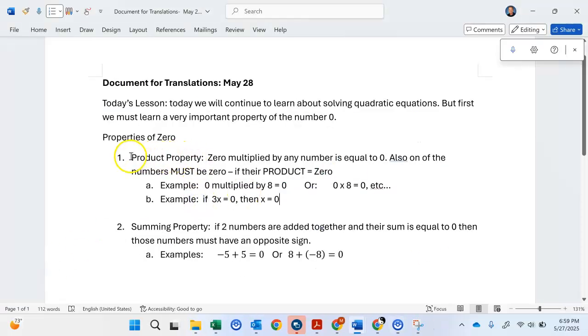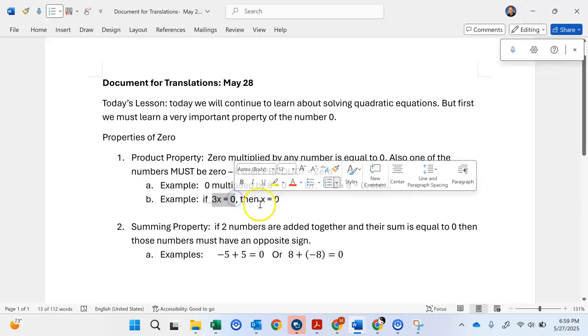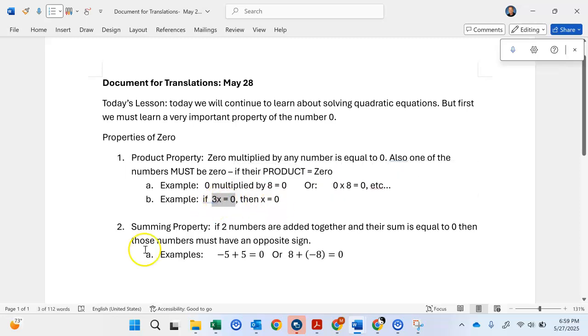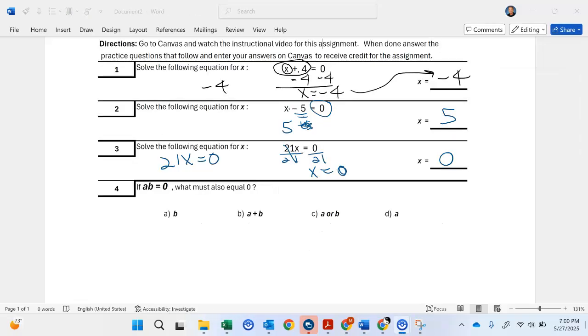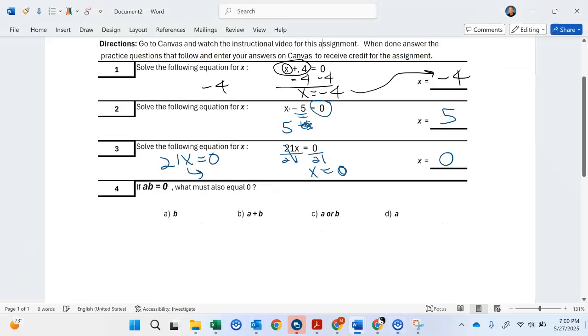Now we're looking at the product property, multiplication. So go ahead and read this again. This part, I just added. One of the numbers must be 0 if their product is 0. Product is when you multiply two numbers together. For example, if 3x is equal to 0, then in order for that to be true, x has to be equal to 0. So I can automatically know that the only number I would multiply 21 by to get 0 would have to be 0.